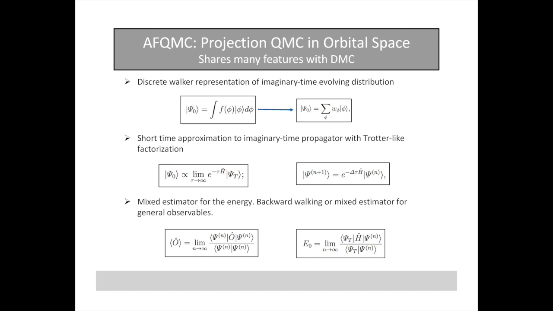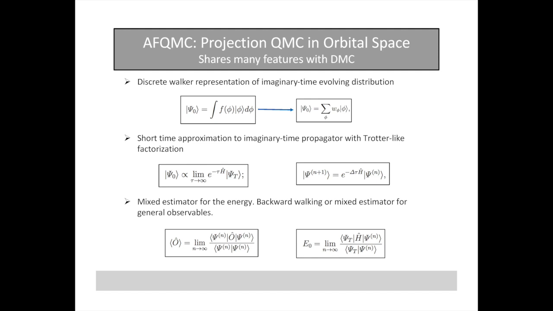We're going to have a lot of benefits and disadvantages when we do that, and I'm going to talk about those in a little bit. But from the high level, it essentially looks identical to diffusion Monte Carlo. It's all the same elements. So you're going to have a wave function that's represented as some sort of average over some quantity.